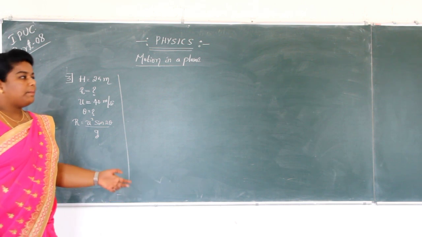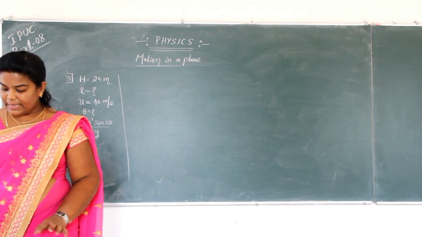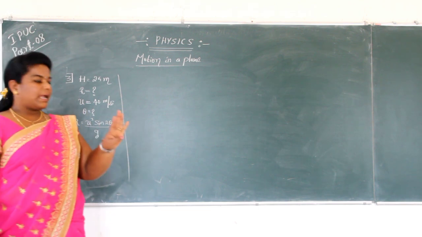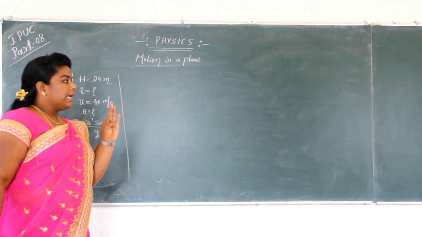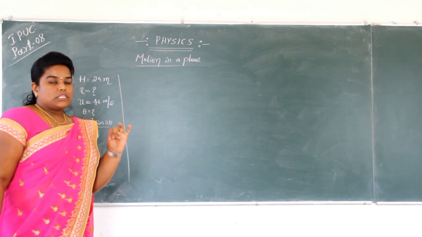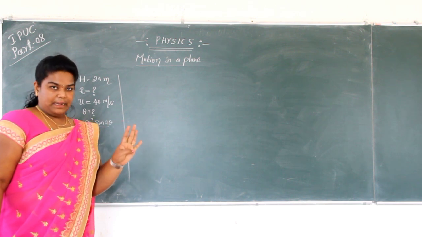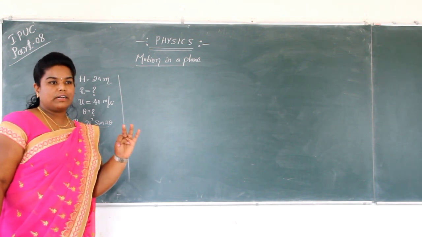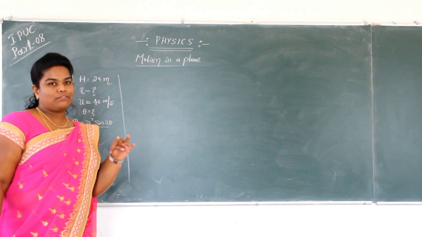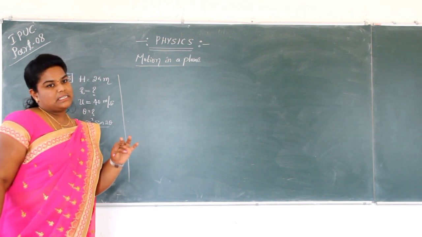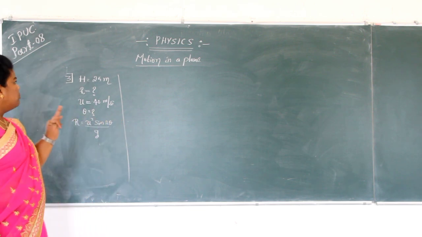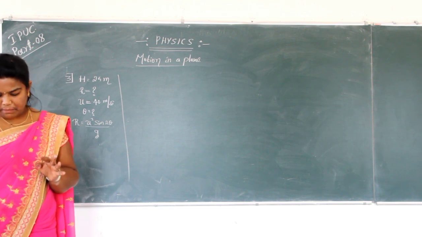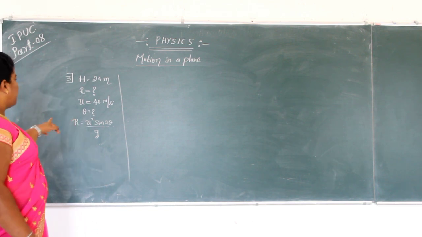But how to calculate theta? To calculate theta we have three formulas: time of flight, maximum height, and horizontal range. Horizontal range is not known, so we cannot find theta with it. Time of flight is not mentioned in this question, so we cannot calculate theta with the time of flight formula. The remaining one is the maximum height, which is given. So using the maximum height, we should calculate theta.